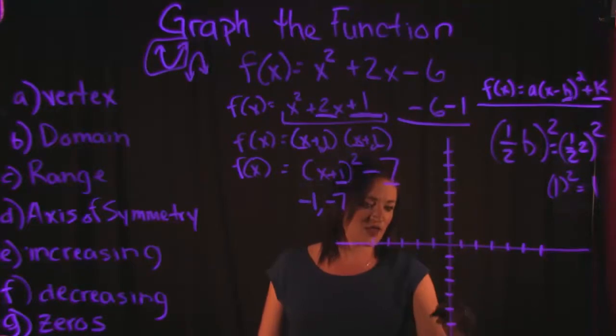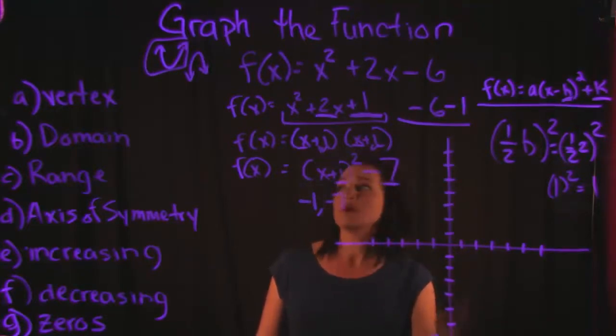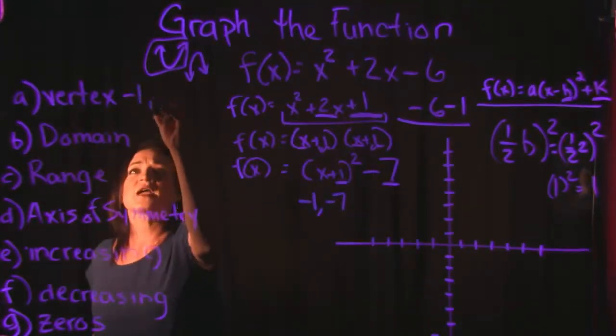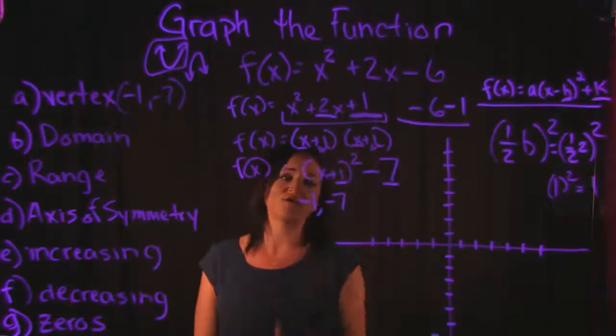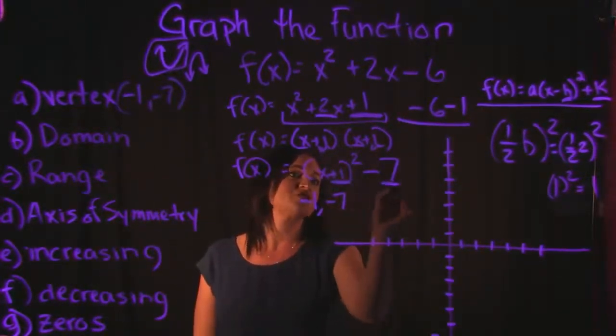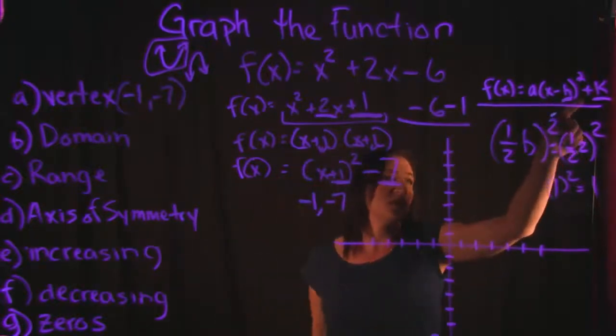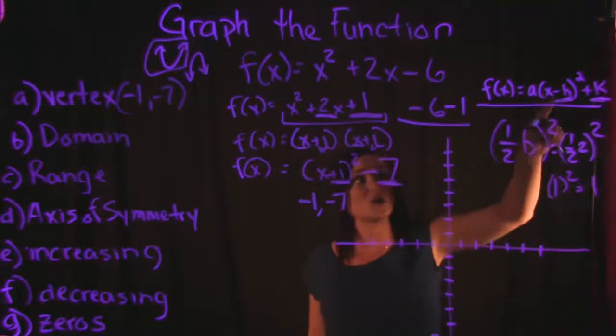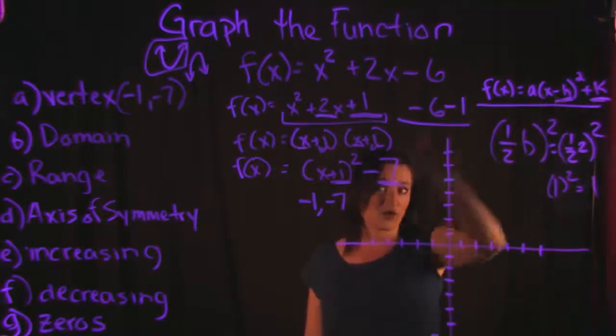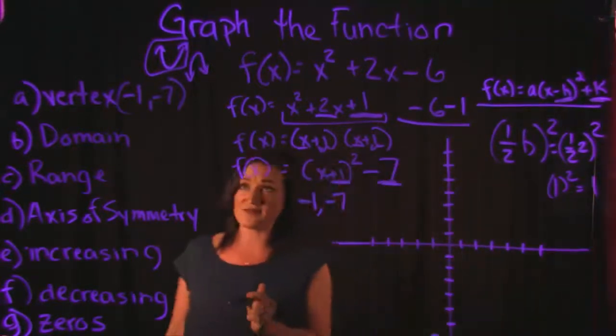So if I graph that right over here, that's what my vertex is. It is negative 1, negative 7. And again, that came straight from our formula here. It's your h and your k. So you can see over here on the vertex formula, your h and your k right over there, ignoring the minus sign that's inside that formula. So that's why ours is a minus 7.